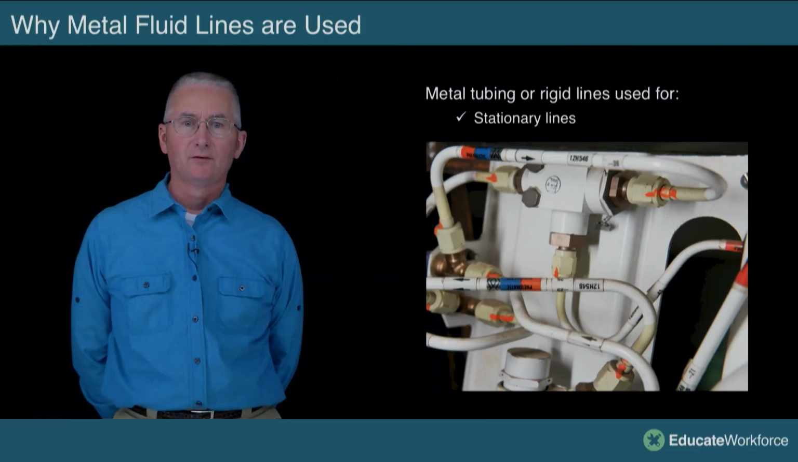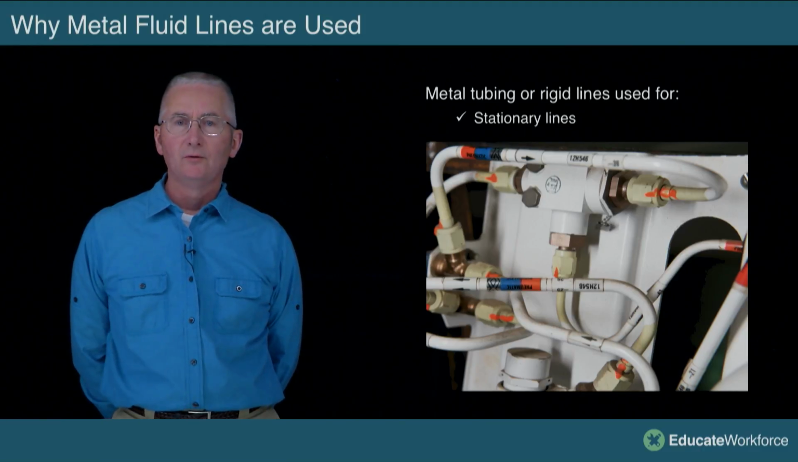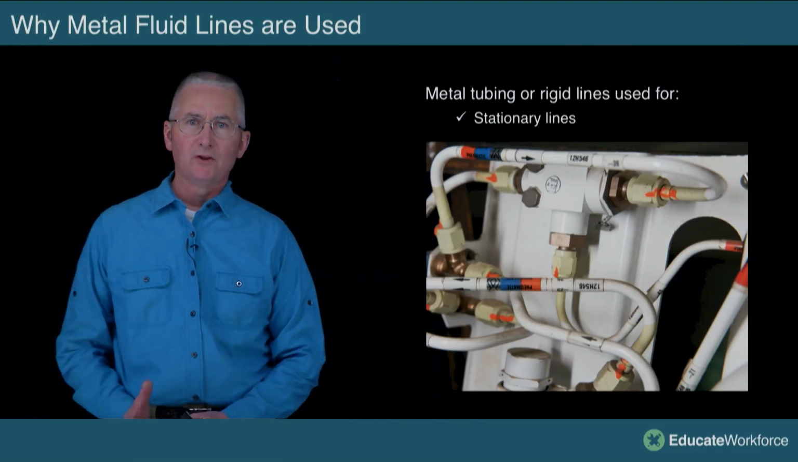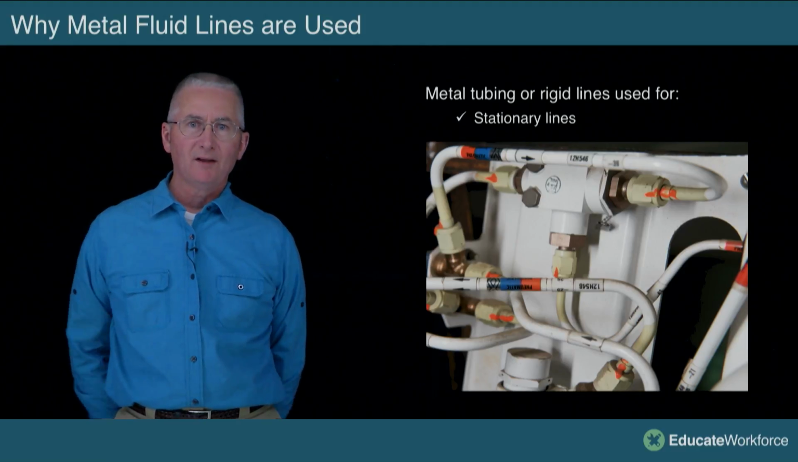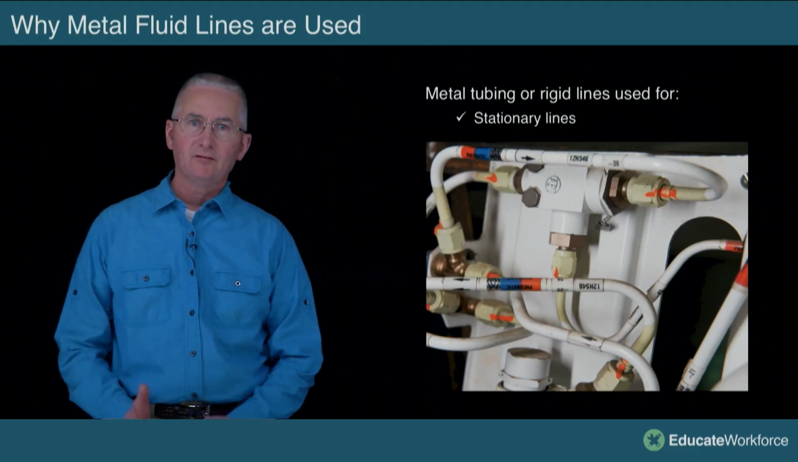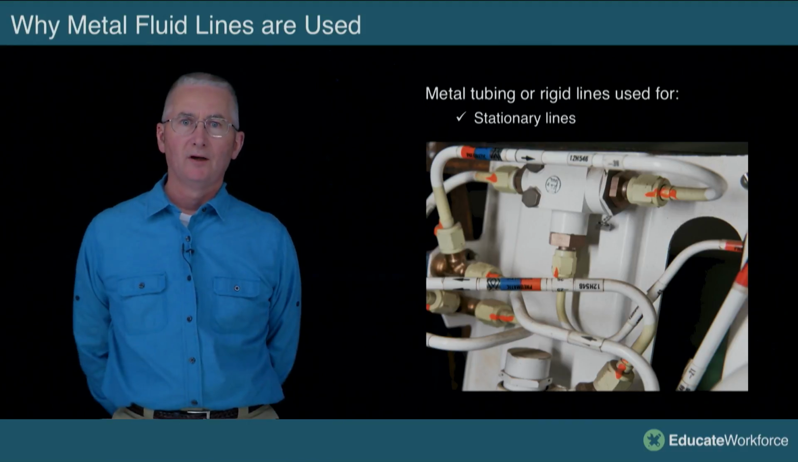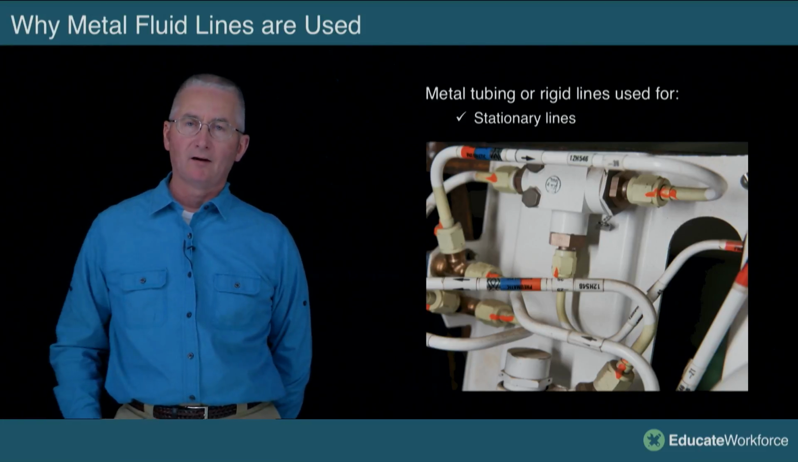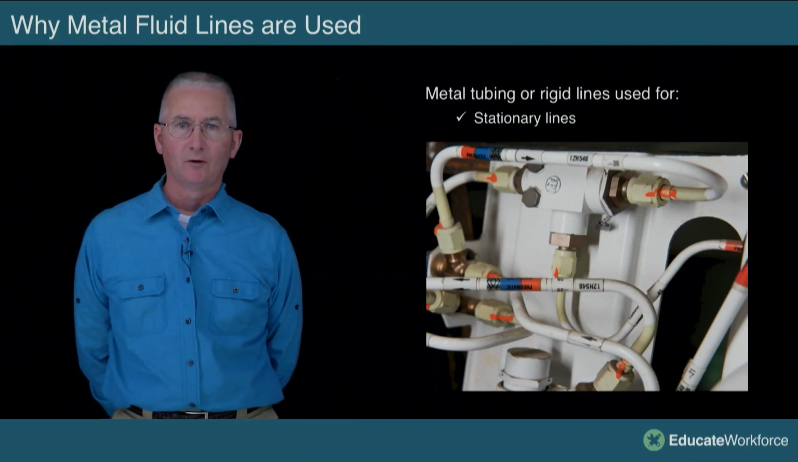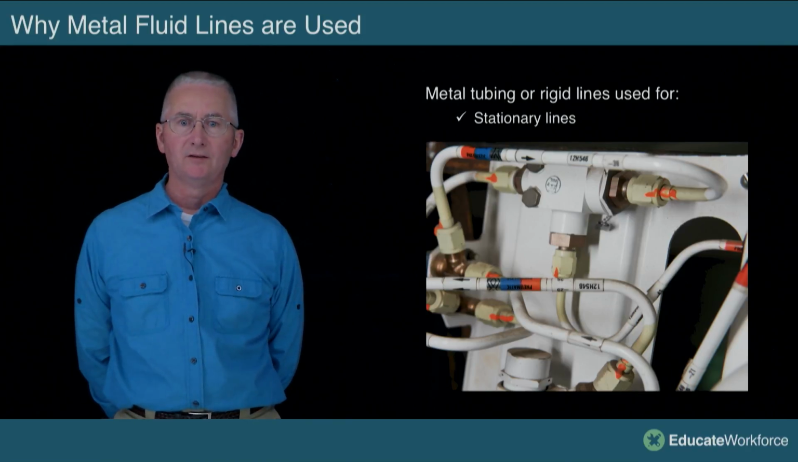Why are metal lines used? Metal lines are used on stationary objects, and we just talked about that. Very reliable, very rigid, and we have to have a way to get fluids and gases from one point to another point. So the rigid line is typically the easiest way to move that fluid from one part of the airplane to the next, from the hydraulic pump out to the aileron actuator, or from the fuel pump up to the engine.